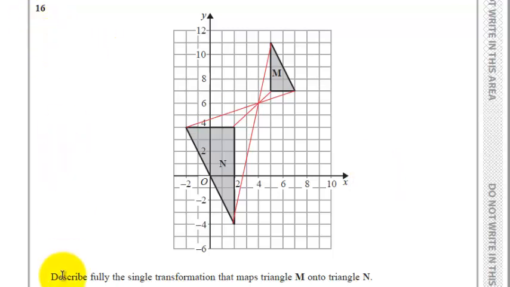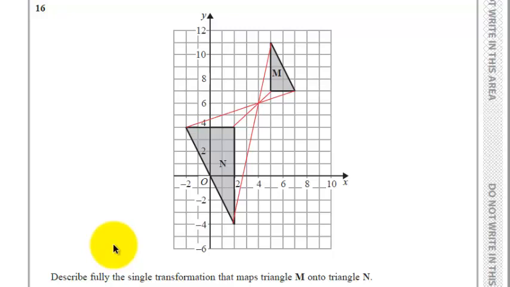Question 16. Describe fully the single transformation that maps triangle M onto triangle N. So here's M and there's N, and we want to know how M has been transformed into N. When the question says describe fully the single transformation, there are four transformations: rotation, reflection, translation, or enlargement.